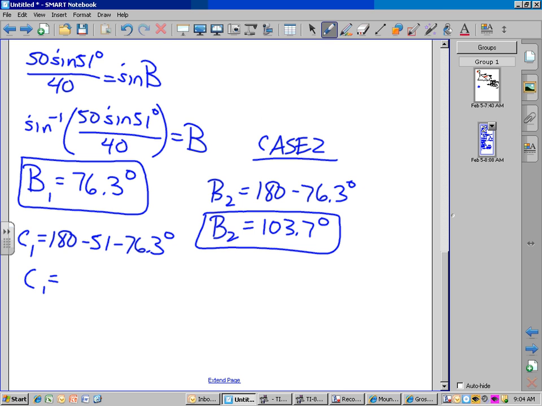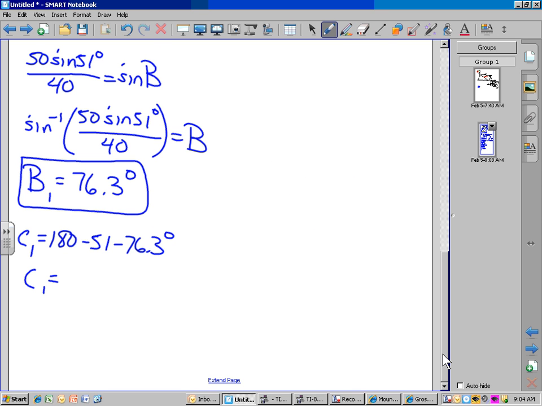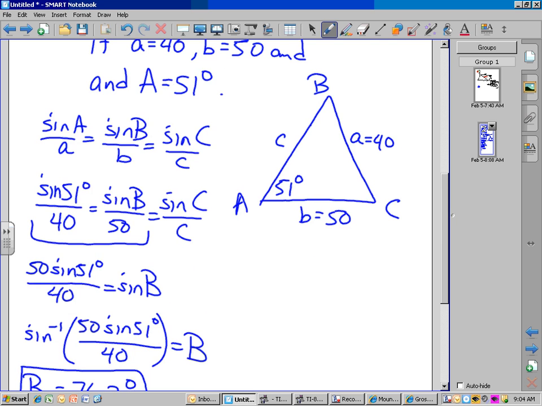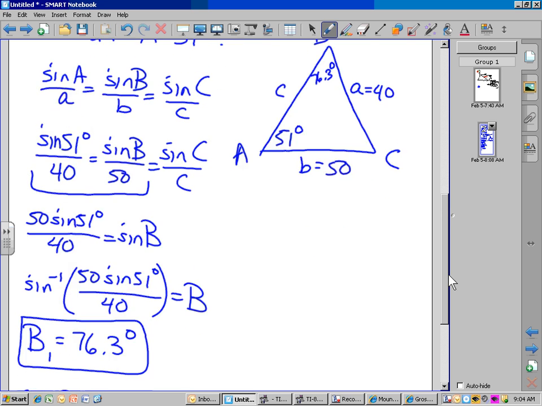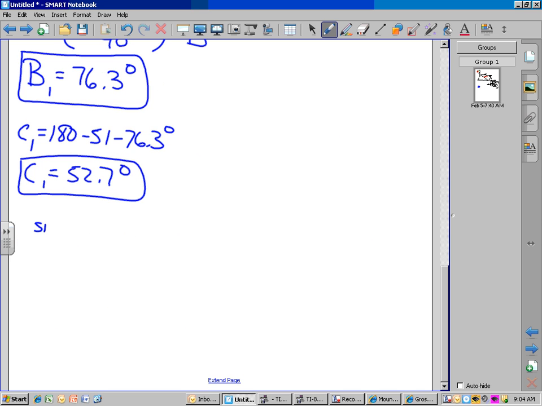Let's look at it this way. Let's assume we don't even know case 2. Just completely forget that. Let's finish solving case 1. Let's just finish solving the triangle. Maybe this makes more sense. We have to find angle C, right? 76.3 is what we found. How are we going to find C? Subtract, just like we're doing, right? And what do we get? 52.7. Great.